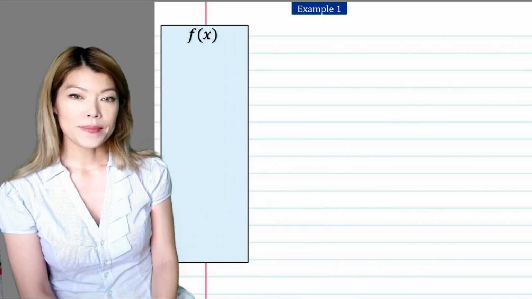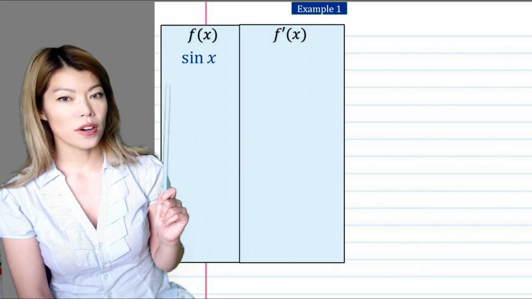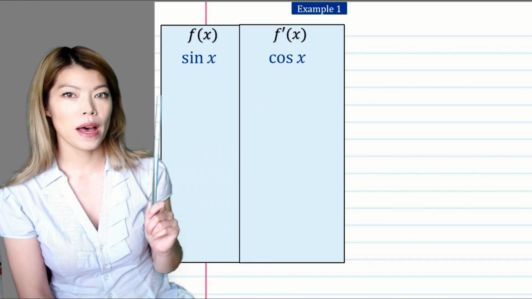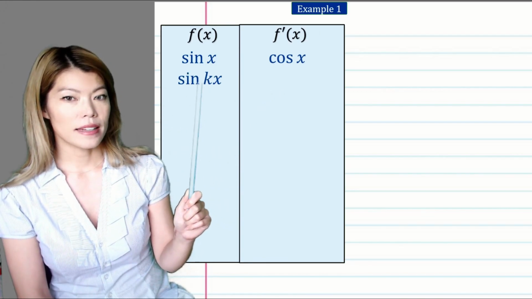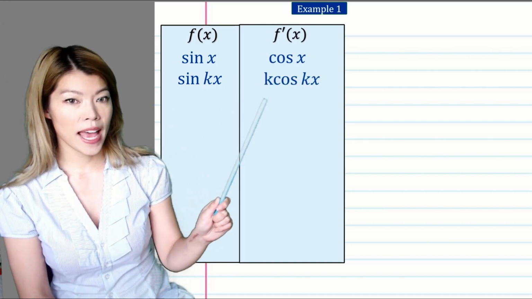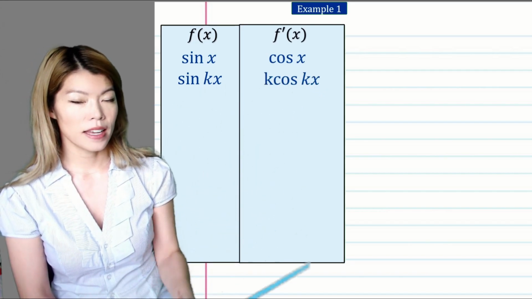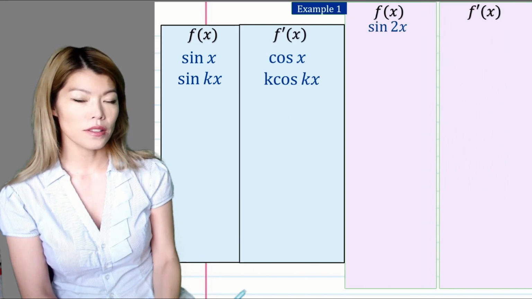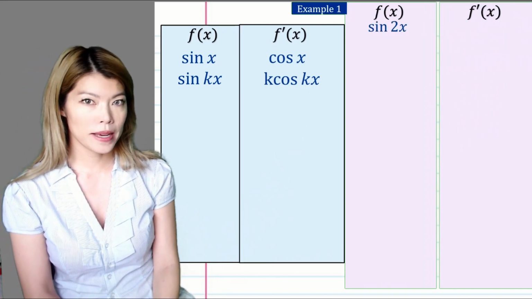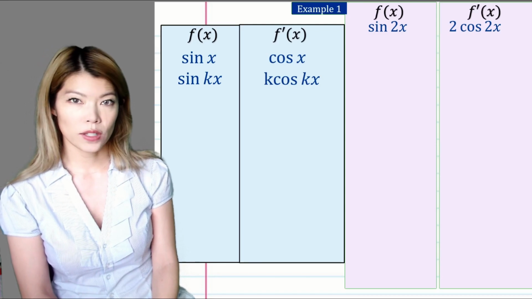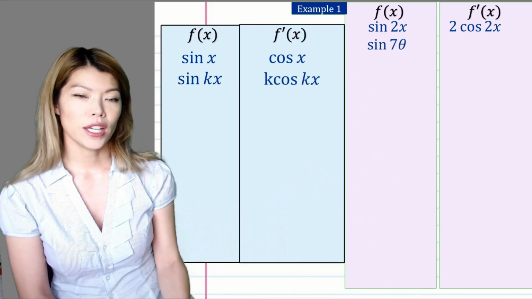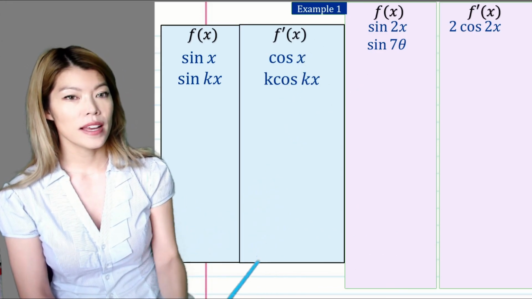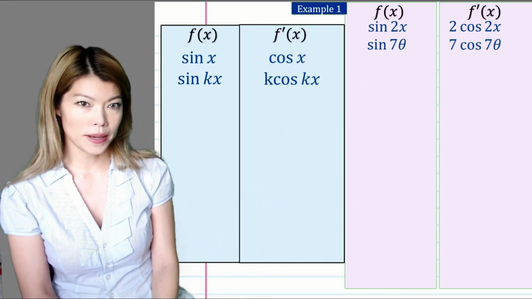Let's practice these. So we said the derivative of sine x is cos x, but what about if we have a constant in front of x? Let's call this constant k. Then the derivative of sine kx becomes k cos kx. Let's practice. If we had sine 2x, what would it become? It would be 2 cos 2x. What is the derivative of sine 7 theta? It would be, take the 7 to the front, 7 cos 7 theta.